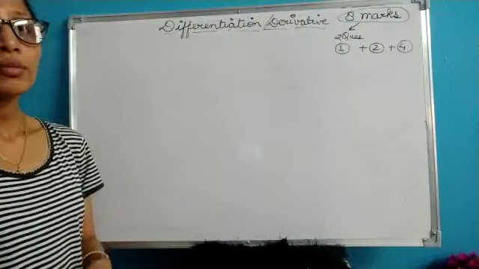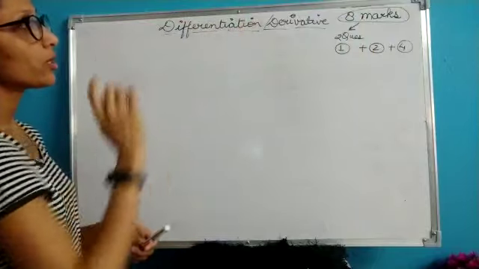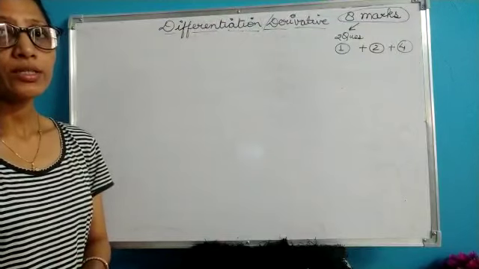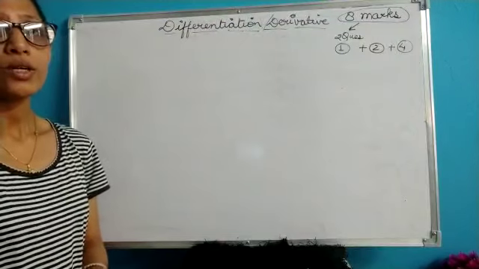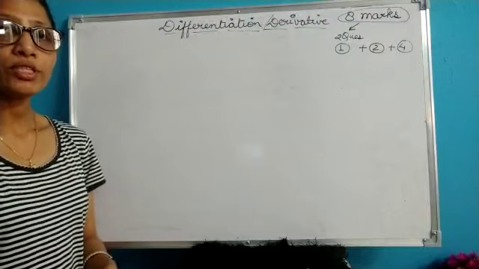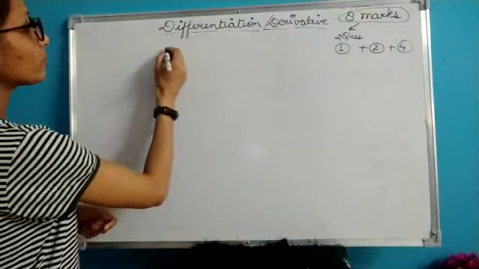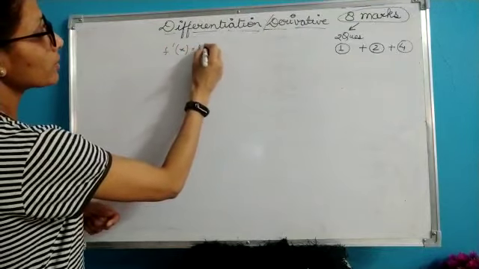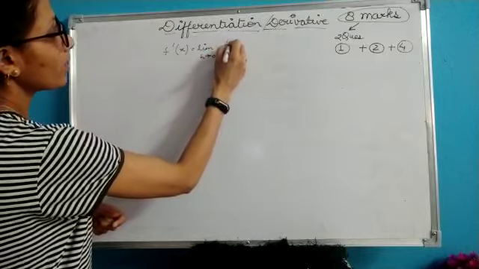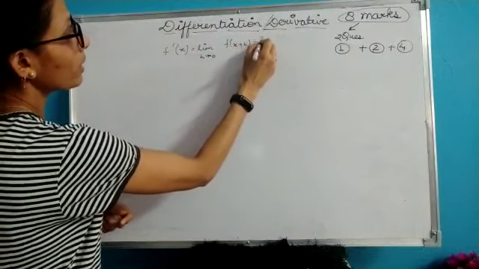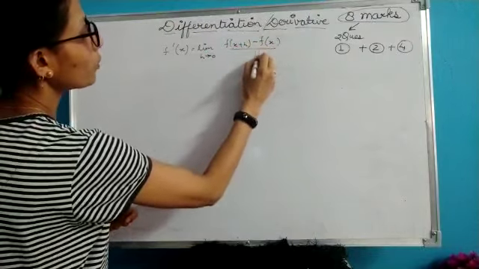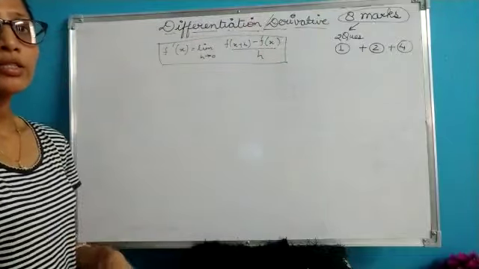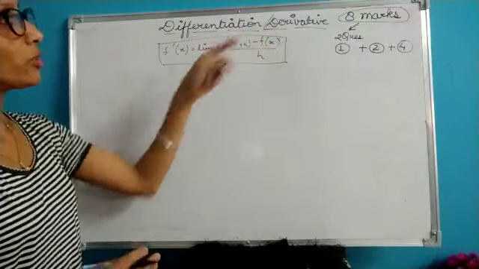Children, you have come across this word differentiation or derivative in class 11th also. You have calculated the differentiation or derivative of a given function by the first principle method, and the first principle method was f dash x equal to limit h tends to 0 f(x plus h) minus f(x) whole upon h. So this is your first principle method which you have applied to find out the differentiation or derivative of a given function.